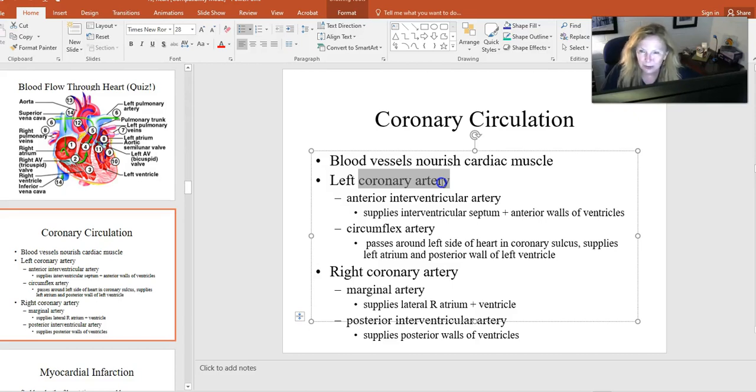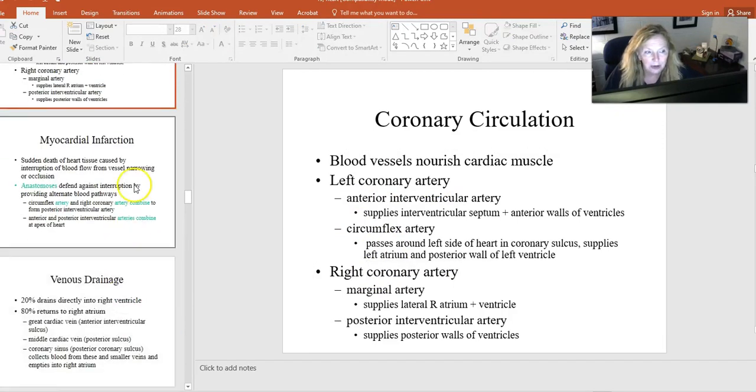So all of those tissues that we talked about, especially the myocardium, the muscle of the heart that's contracting, has to have a constant blood supply. So you have left coronary arteries, right coronary arteries, and then they split off. And we got to see those in the first part on some of those diagrams.